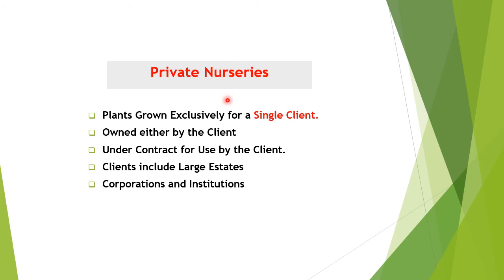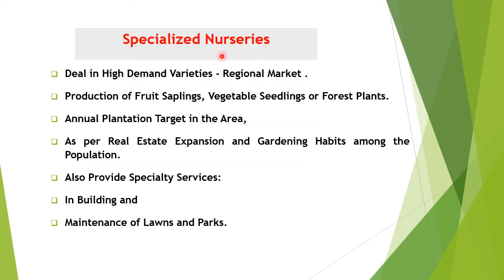They are called the private nurseries. They do not supply to local people. They only supply to large estates, corporations, and institutions, under contract. Specialized nurseries deal in high-demand varieties for the regional market, producing fruit saplings, vegetable seedlings, or forest plants, with an annual plantation target in the area as per real estate expansion and gardening habits among the population. They also provide specialty services in building and maintenance of lawns and parks.